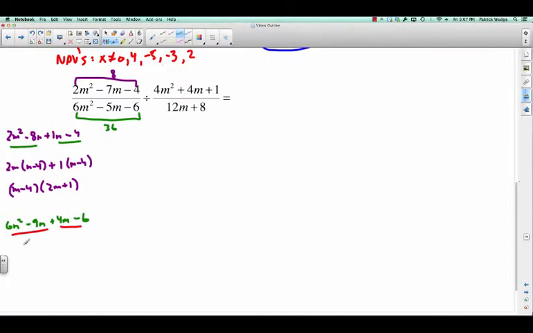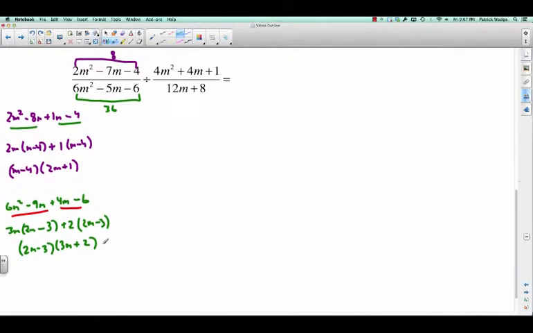So the greatest common factor here is 3m. We have 2m, 3m times 3. Okay, and then here we have plus 2 as our greatest common factor. And then we have 2m minus 3. We got the same thing. Great. 2m minus 3, 3m plus 2.